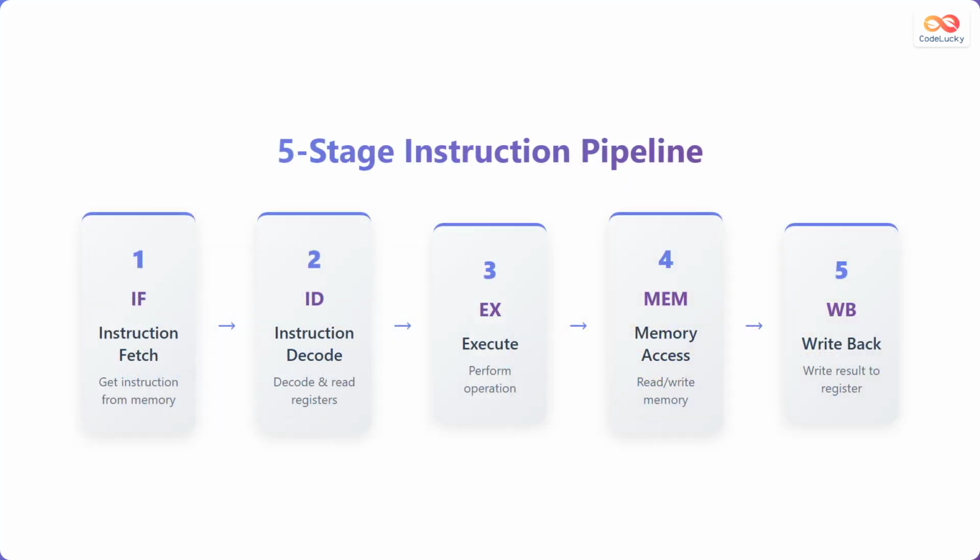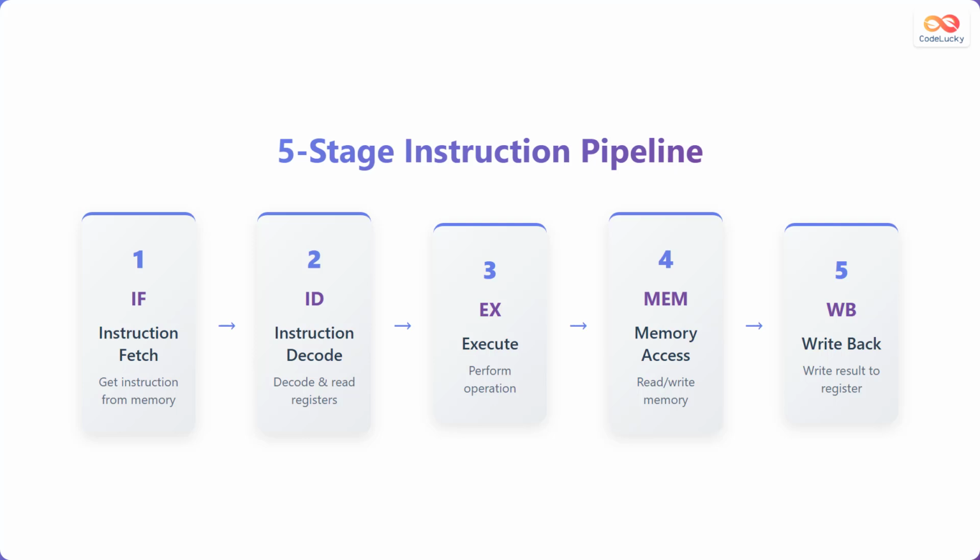Now, let's look at the typical stages involved in an instruction pipeline. Here is a common 5-stage instruction pipeline. The first stage is the instruction fetch stage, abbreviated as IF. In this stage, the instruction is retrieved from memory. The second stage is the instruction decode stage, or ID. Here, the instruction is decoded, and the required registers are read.